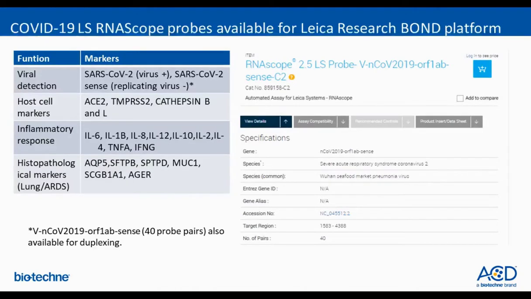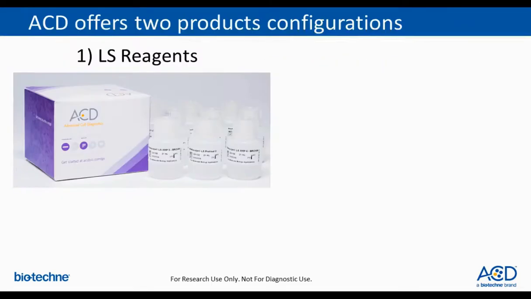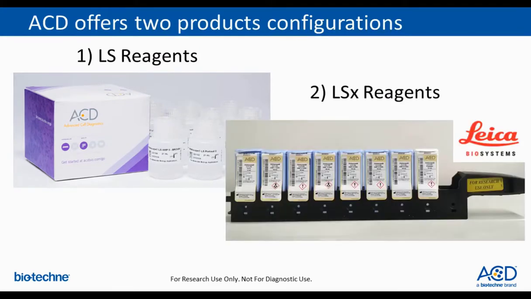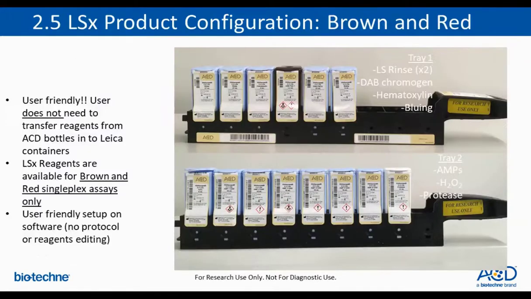Now, these probes are available as an RNAscope assay on the Leica system. ACD offers 2 product configurations for running RNAscope on the Leica system. One is the LS reagent, and the other one is the LSx reagent. The question is, how do they differ? I'll start with the simplest one.